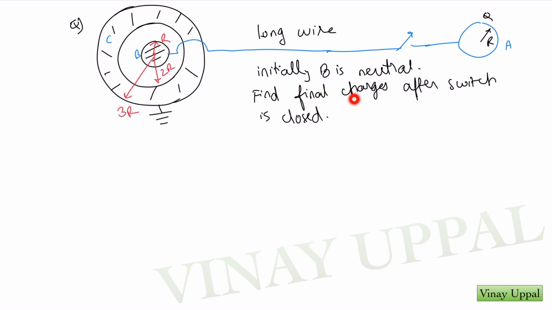So the question is asking, find the final charges after this switch is closed. And this metal wire is just connecting B and A directly without any contact with C. So give it a try, then you can take a look at my solution.